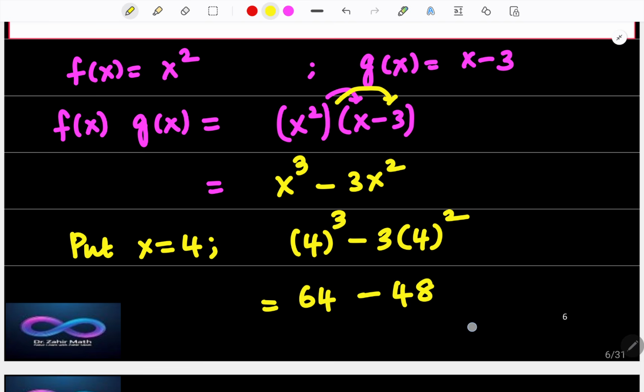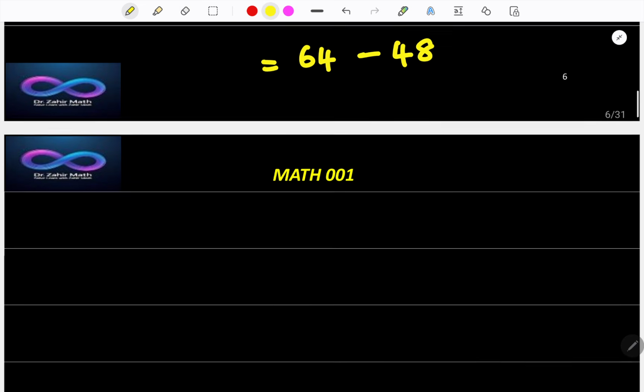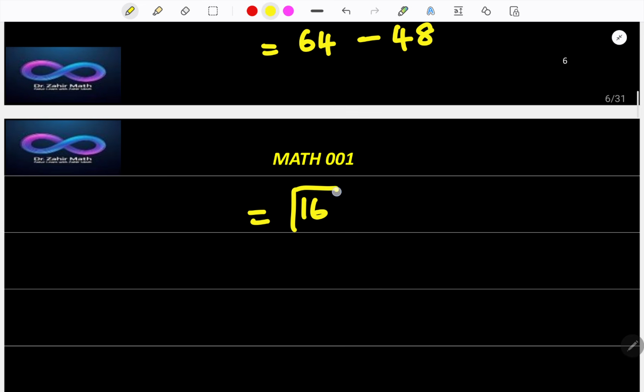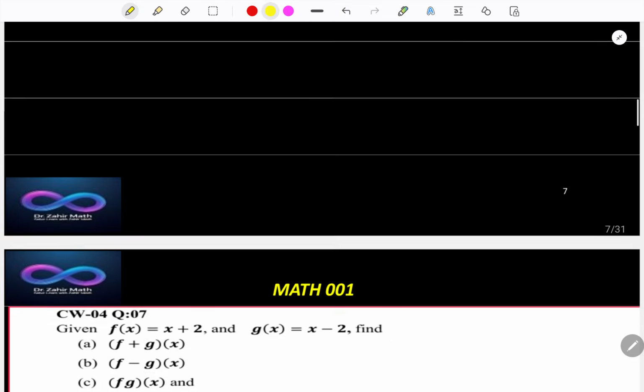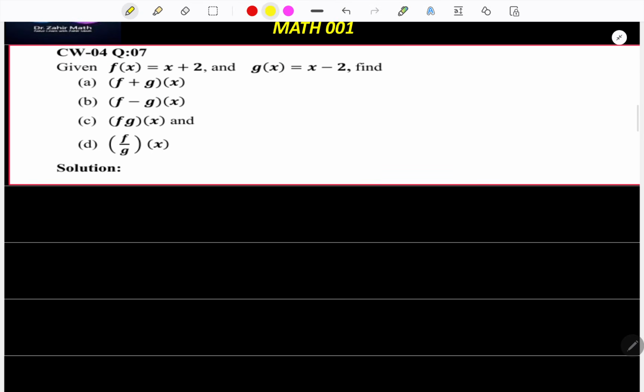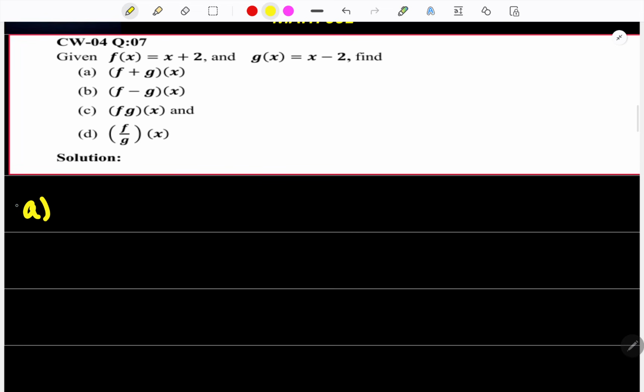So 4 square is 16, 16 into 3 is 48, which is equal to how much? Which is equal to 16. Clear all of you? Let's go to the next question. Right. Here so many questions are there. A, B, C, D. So A, f of x is given, g of x is given. Now they ask you to calculate what?